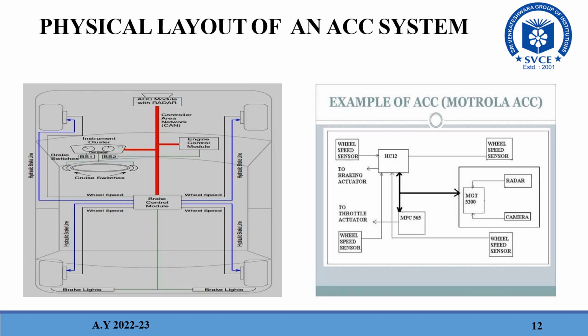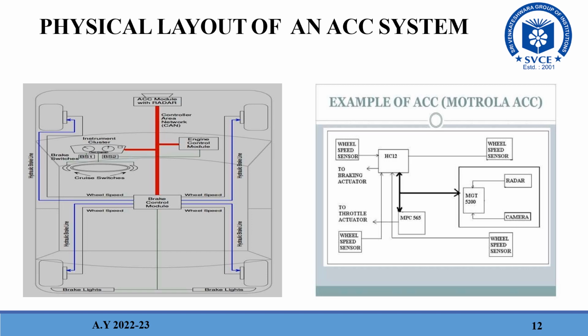The Motorola ACC consists of a DSP module having MGT5200, which provides a multiplier accumulator. The sensor data, such as radar information from the camera and IR sensor, are processed in it to generate the input data for the controller modules like HC12 and MPC565. The MPC565 is a throttle controller or an engine speed controller.